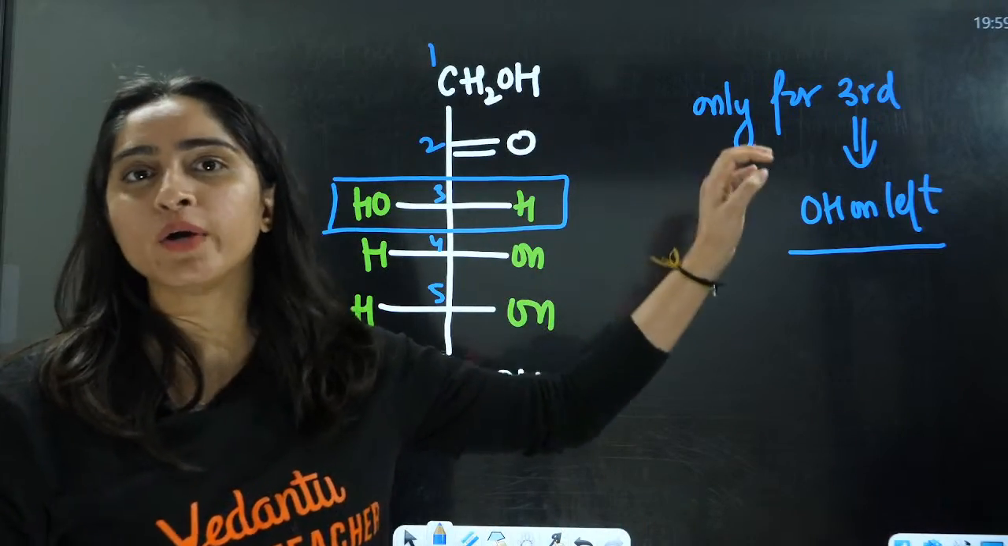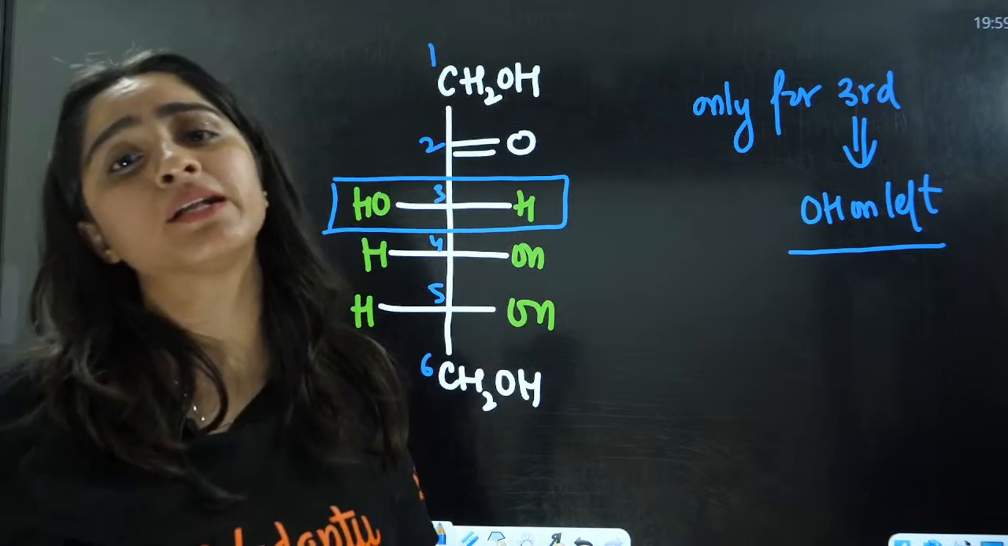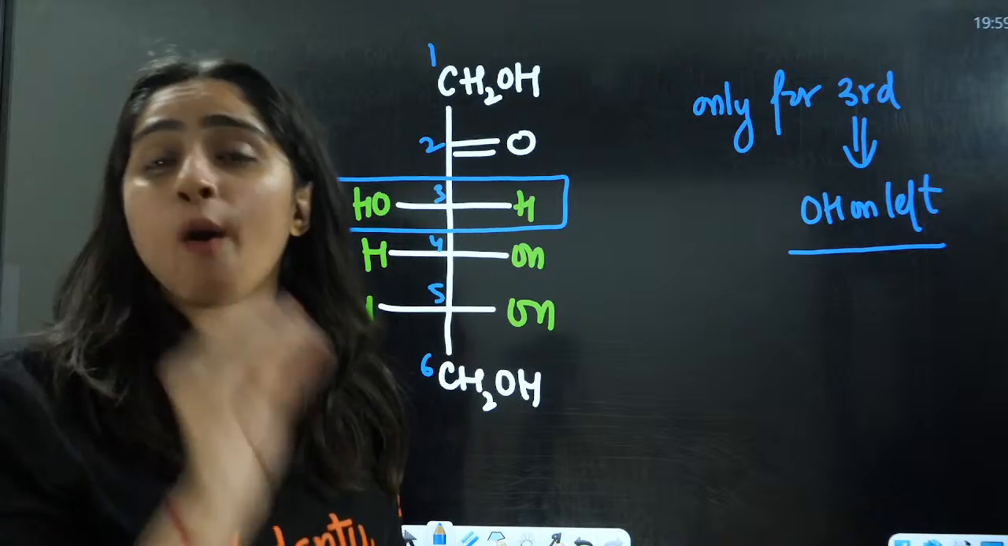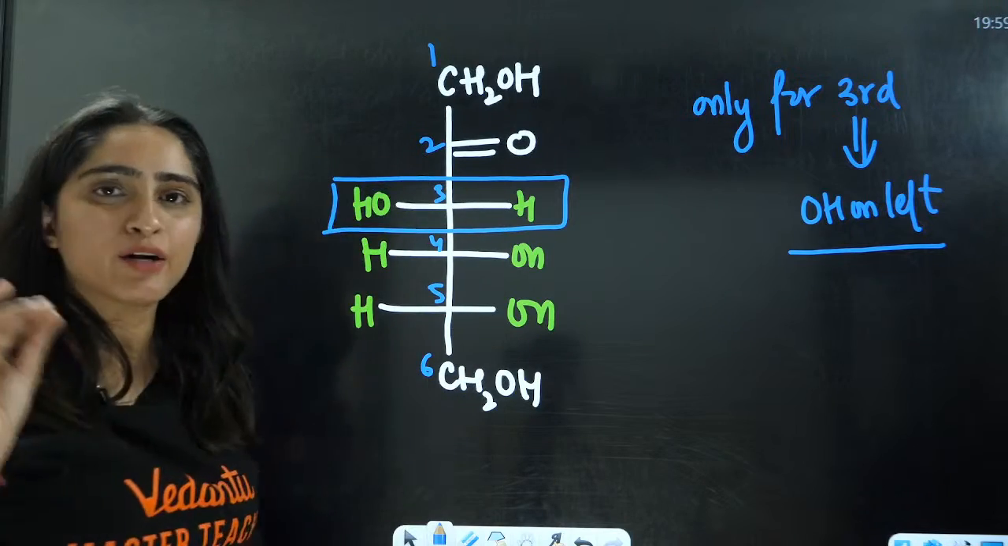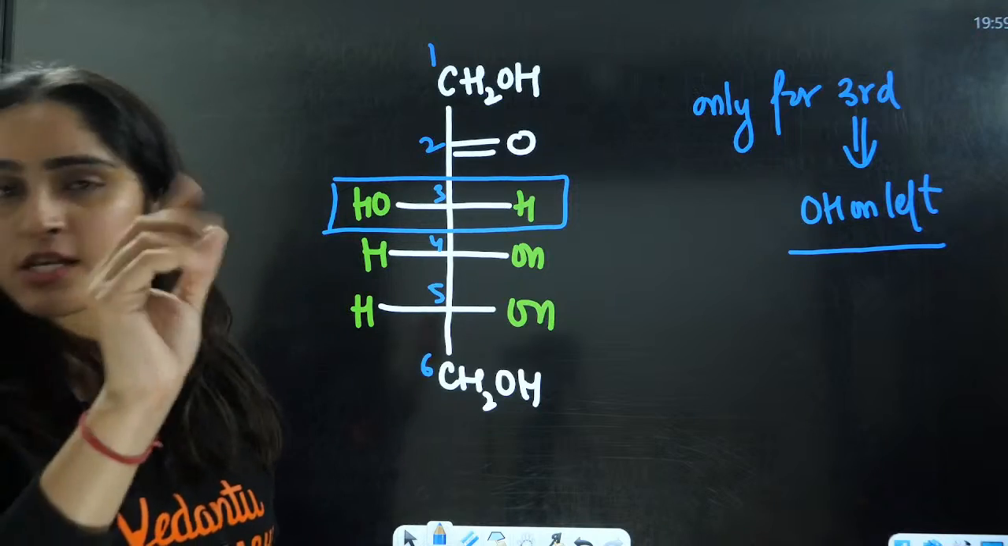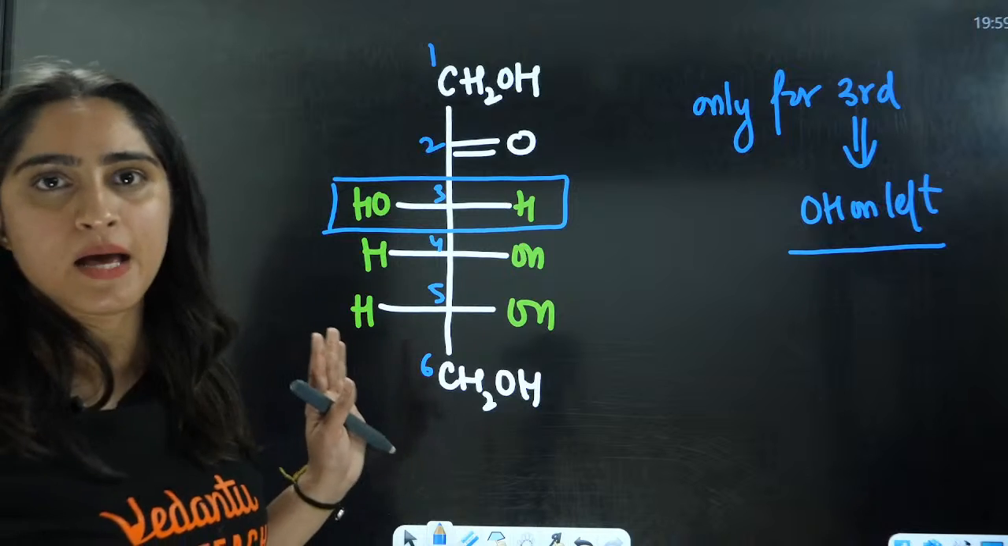In glucose also what we draw? We draw the structure, aldehyde group, and only on the third carbon there was OH group on the left side. Same with the fructose, OH group is on the left side only for third carbon, right? This is the first thing, right? No cramming, nothing. For glucose and fructose both are same, right?